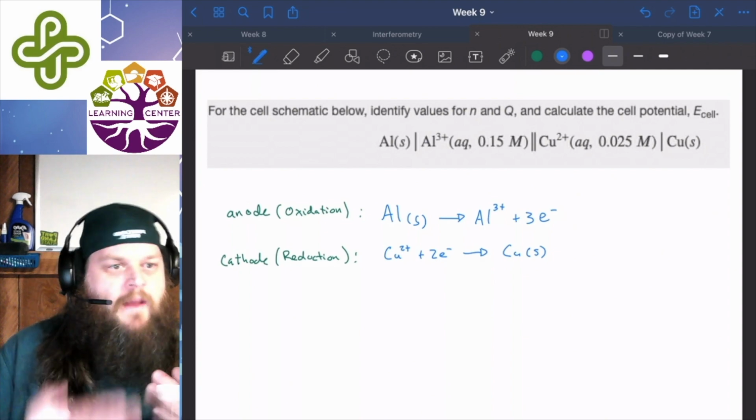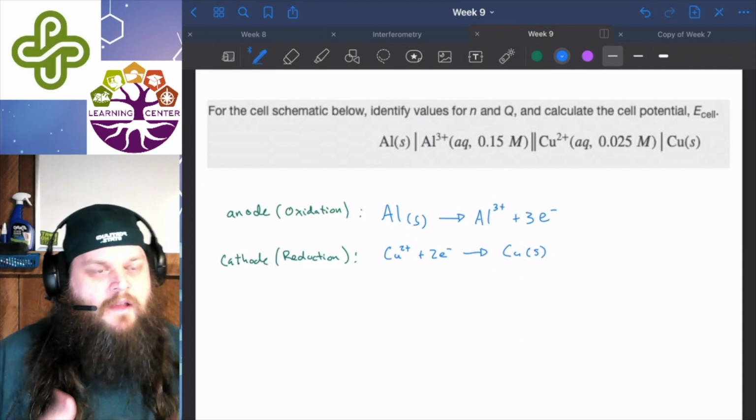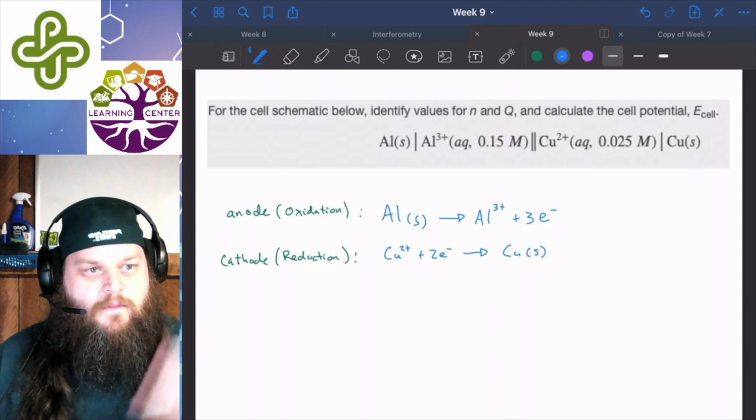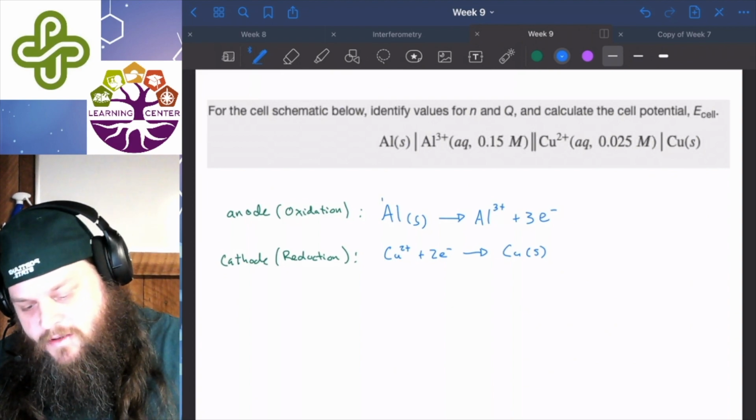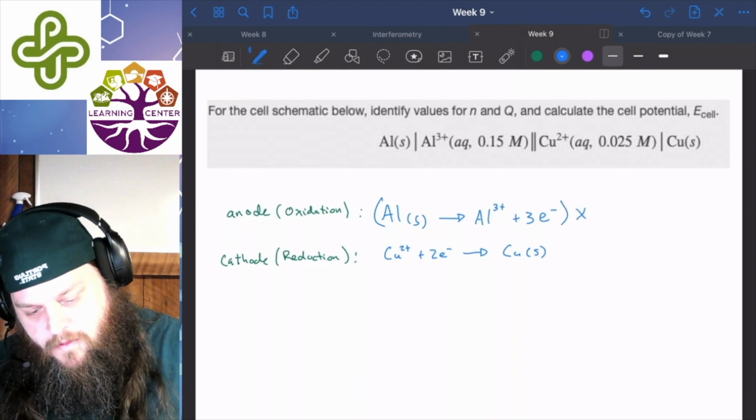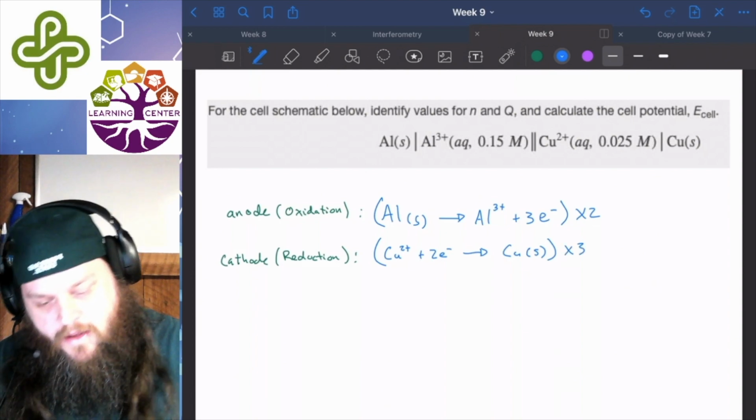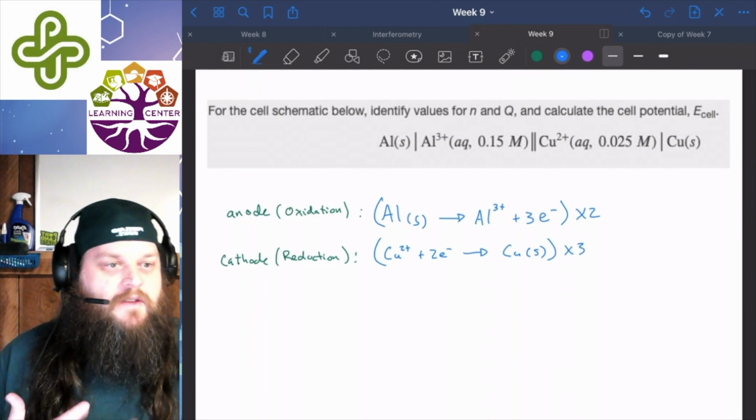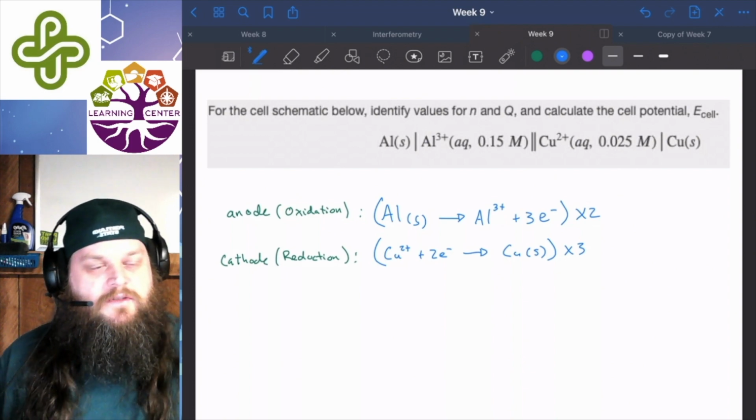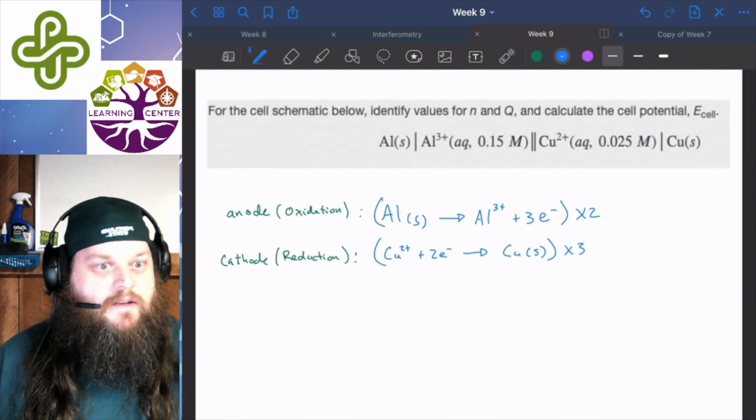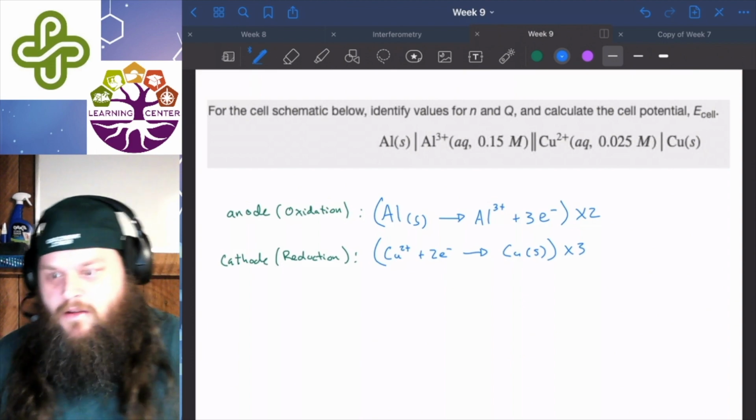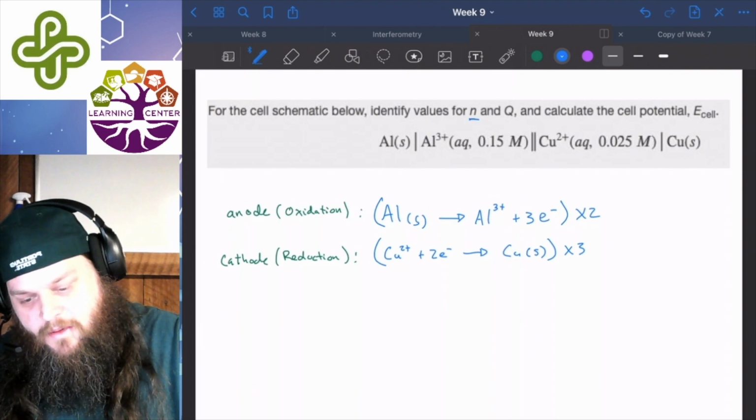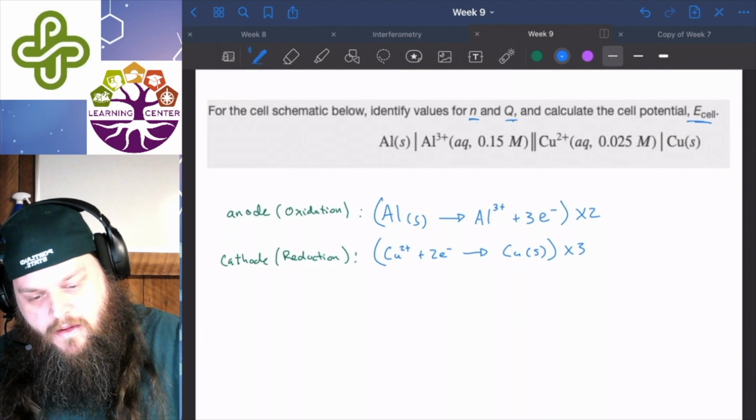When we go to balance these half reactions, we see there's a different number of electrons in both of those reactions, so we need to multiply each of those reactions by something. We would multiply the anode reaction by 2 and the cathode half reaction by 3. If we did that, then we'll see there's 6 electrons on the product side and 6 electrons on the reactant side. So that gets us the right number of electrons. Right there, that'll tell us n, because we need to calculate n, Q, and the cell potential E.